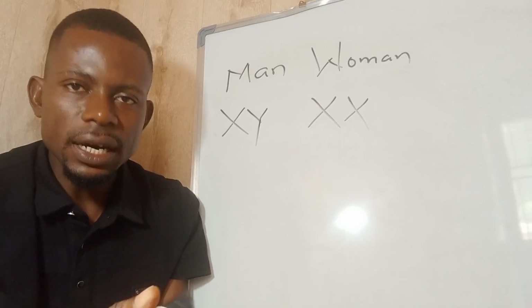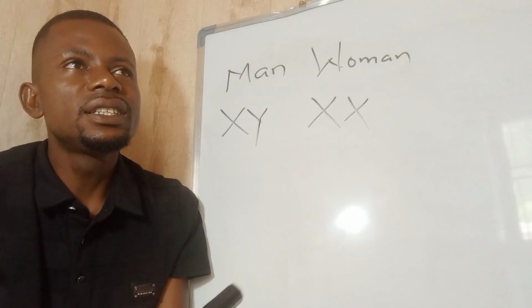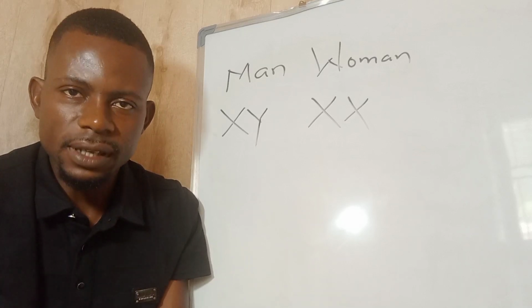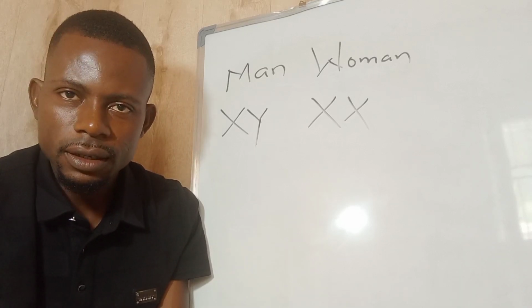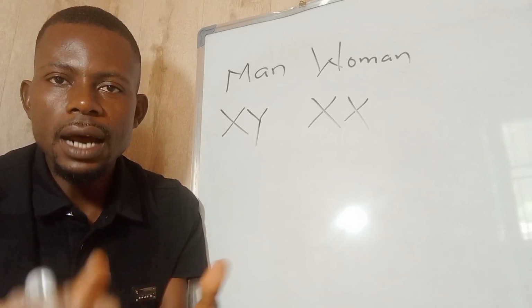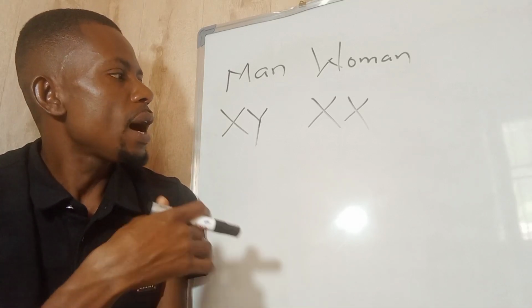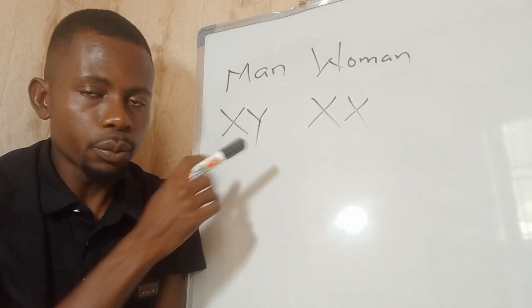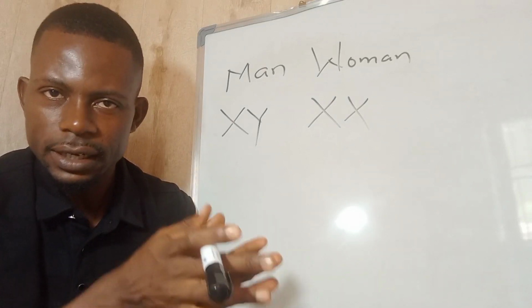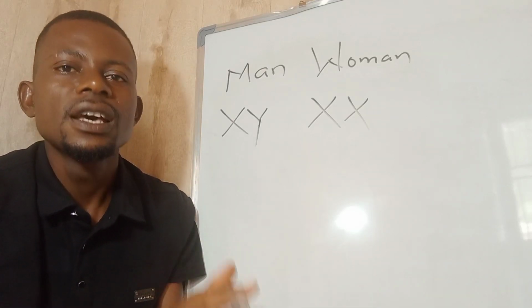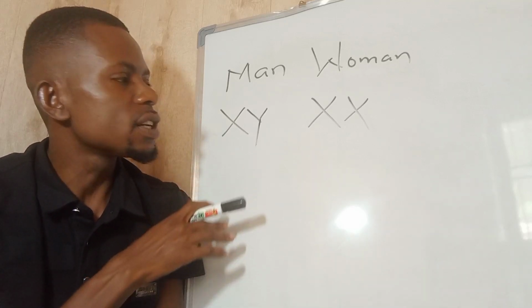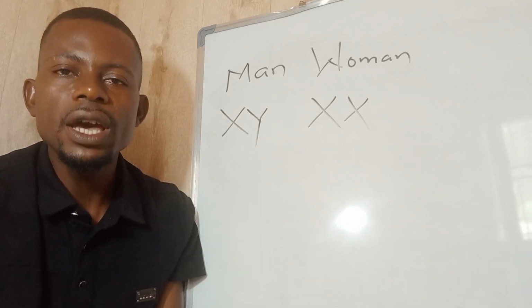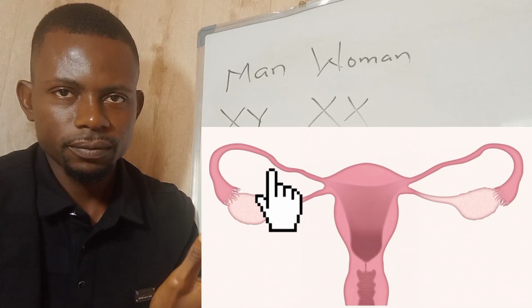So during sexual intercourse, a man releases millions of sperm cells into the woman. Among these millions of sperm cells, you have the ones that carry the X chromosome and the ones that carry the Y chromosome. So both types of sperm cells are included in the millions that the man releases into the woman. These sperm cells will travel all the way up to the woman's fallopian tube.